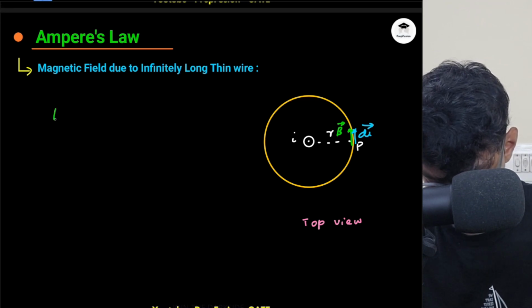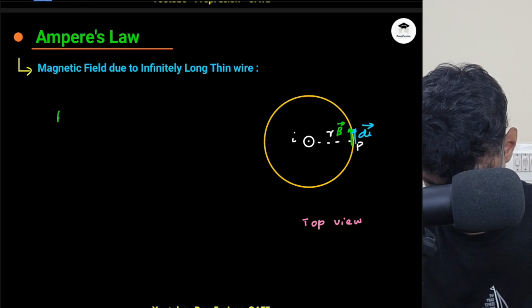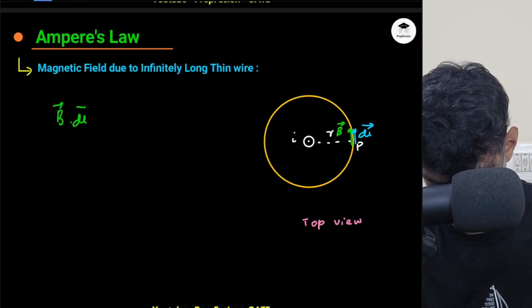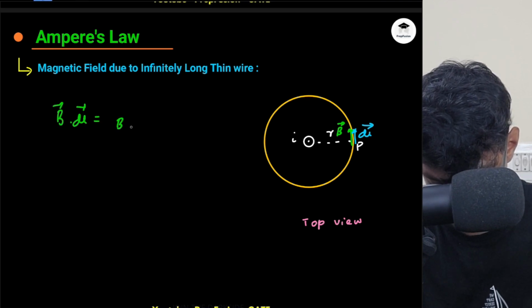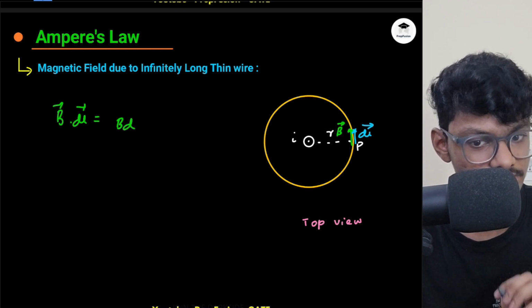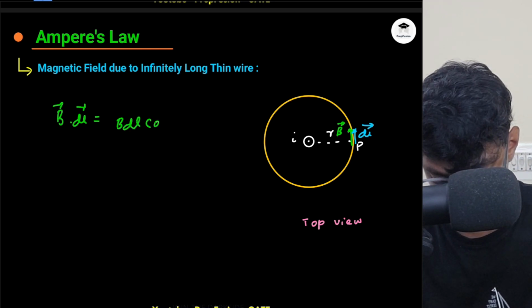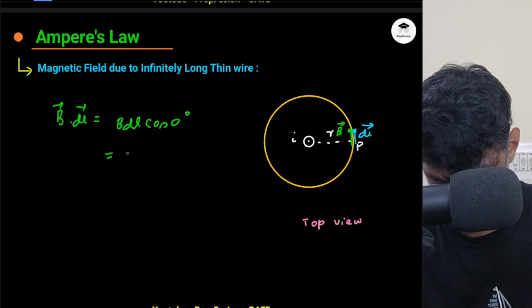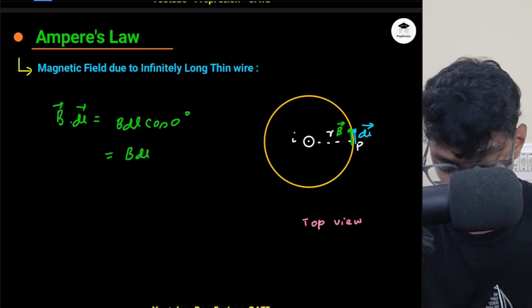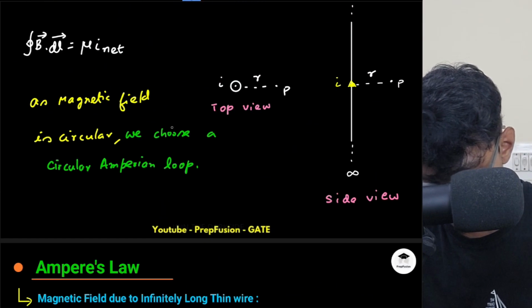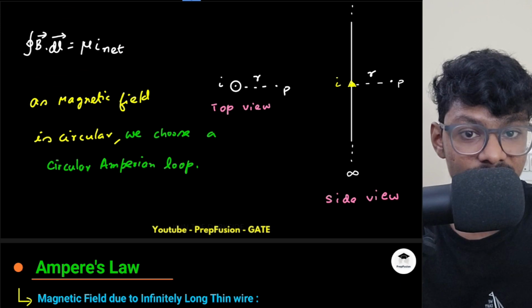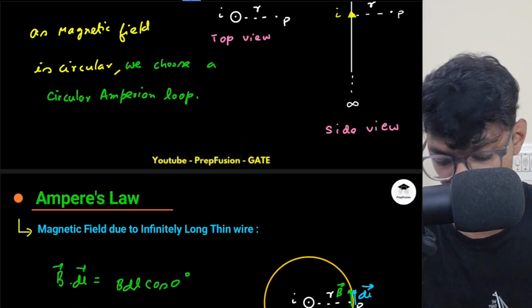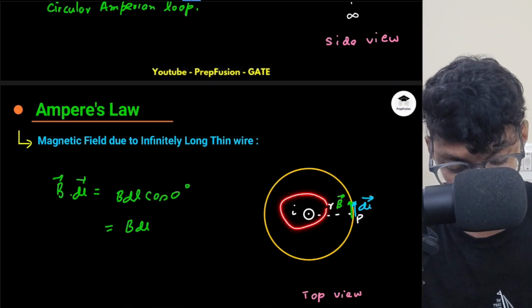So B dot dl will get converted into B dl, and I know B will be uniform, it is constant. That much information you need to know. It is cos of 0, so it becomes simply B dl. So this vector integration gets converted into a simple scalar integration. That is the main purpose for me. And what is the I net?